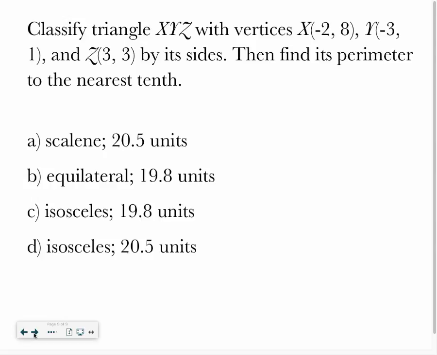Why don't you go ahead and try to solve this last one on your own? Hopefully you determined that it was an isosceles triangle and the perimeter was 20.5 units. If you have questions about that, please be sure to reach out for some help.